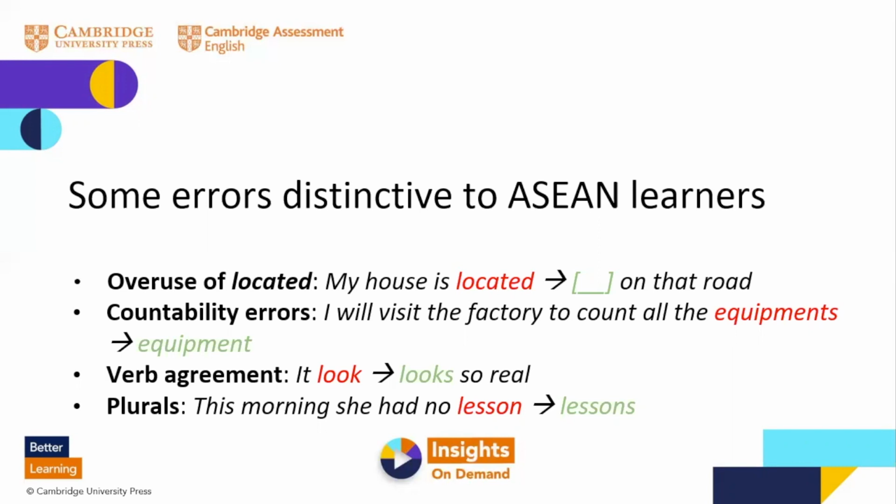Information is a word that I frequently hear, regardless of where I go around the region, become informations, or learners saying, oh, I just don't have enough vocabularies to speak English. That's some of the things we see. Some verb agreement, like it look real instead of it looks so real. And again, we see things with plural, I want 2 hamburger, or, she had no lesson instead of lessons. These are things that we see that are kind of distinctive to ASEAN learners.